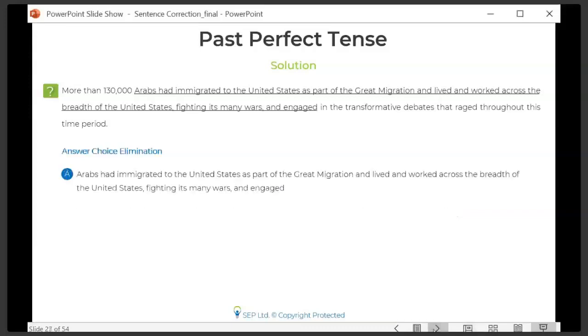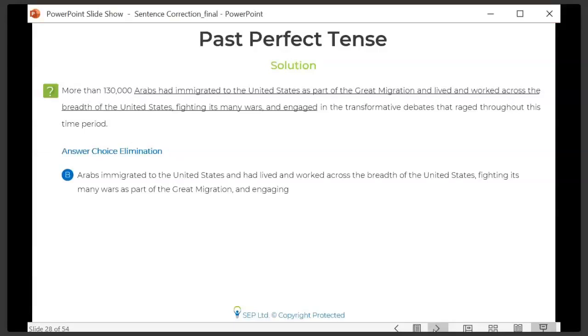So here comes our first answer choice. We have already eliminated this as being illogical. Okay, let's move to choice B. So here comes choice B. What does choice B say? Arabs immigrated to the United States and had lived and worked across the breadth of the United States.